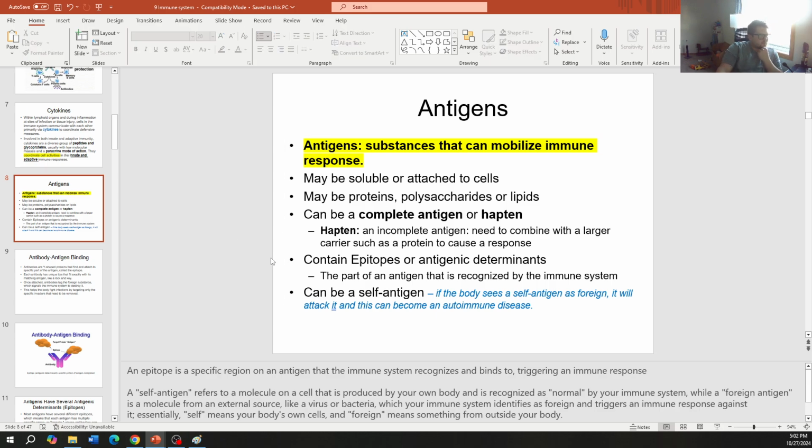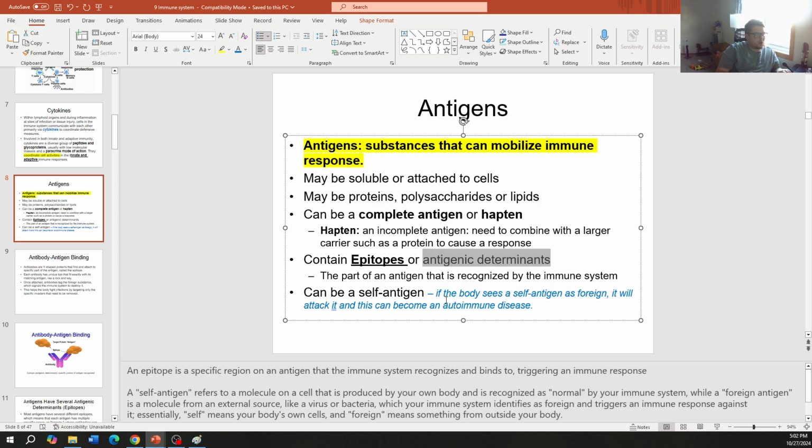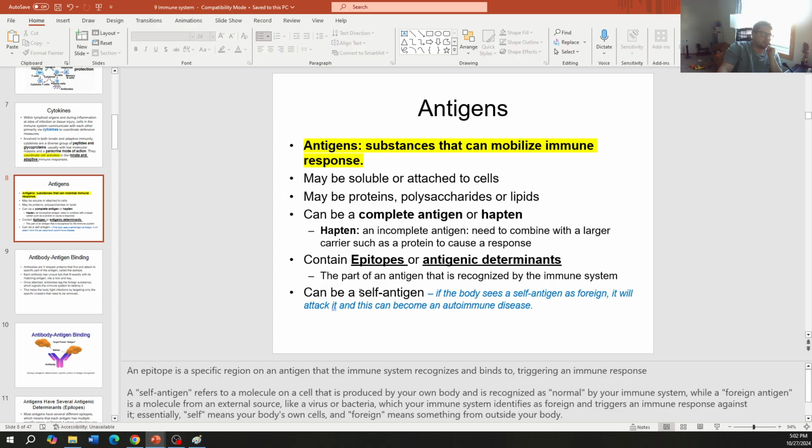Okay? We're going to learn in a little bit these words, epitopes, aka antigenic determinants. We have a whole couple of slides talking about those just in a little bit. So we'll get there in a minute. When we also talk about antigens, there can be what are called self-antigens.